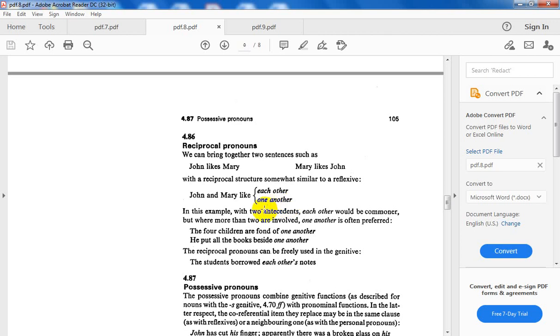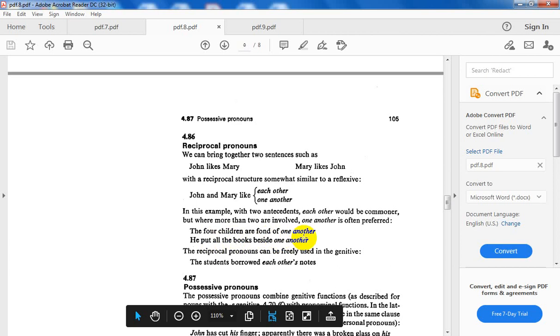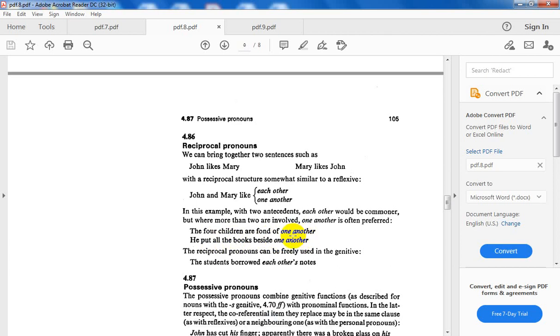In this example with two antecedents, John and Mary, each other would be commoner, but where more than two are involved, one another is often preferred. So each other because I have two antecedents, but if it is more than two, it is preferable to use one another. The four children are fond of one another. Why one another? It is obligatory not to use each other because I have four. He put all the books beside one another.